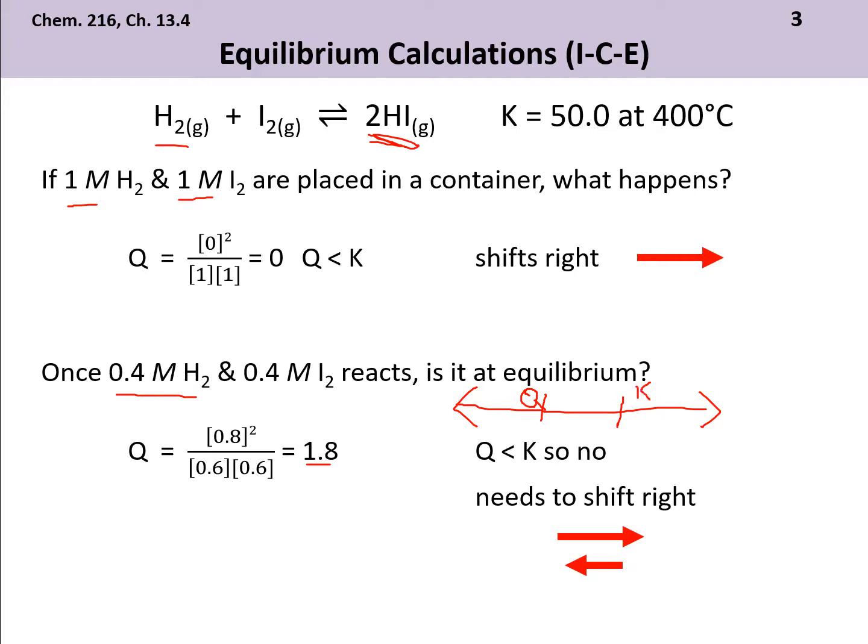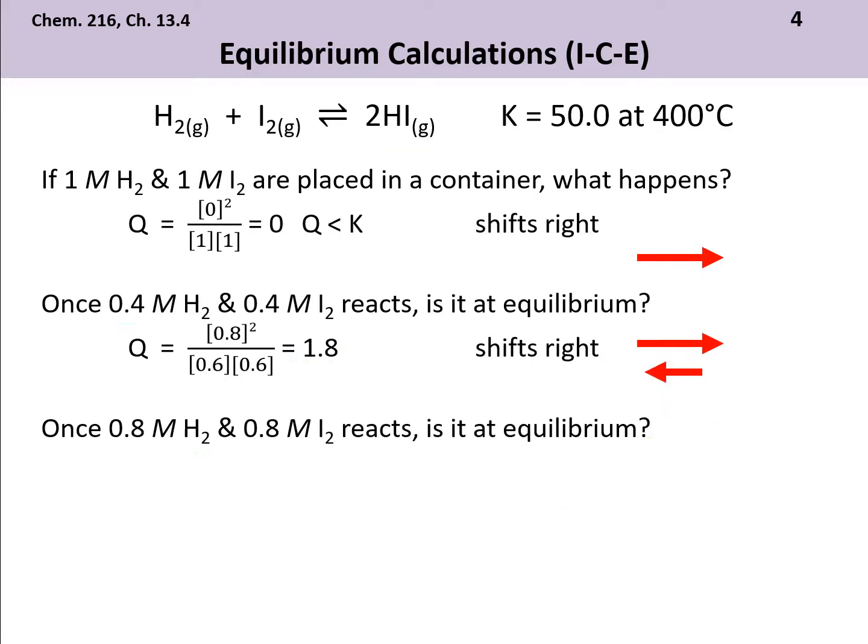So what's going to happen? I'm going to shift from Q to K, and so it needs to shift more to the right. If Q is equal to K, I'd be at equilibrium, but I'm not. Q is not equal to K. I'm going to shift to the right, but notice this is a reversible reaction, so some is going to go to the left, but not enough. So more is going to the right to form products. A little is going back to reactants, but most of it's going to the right.